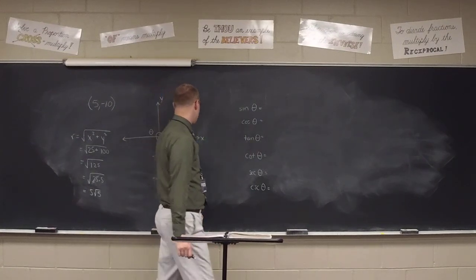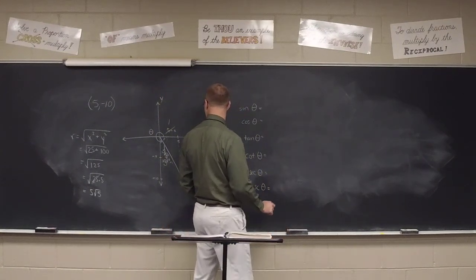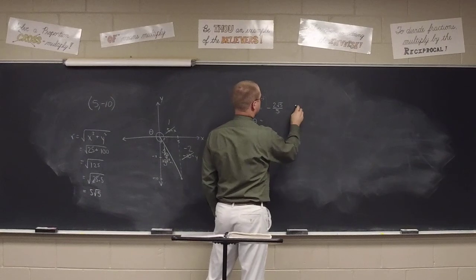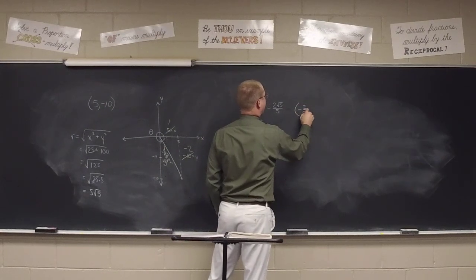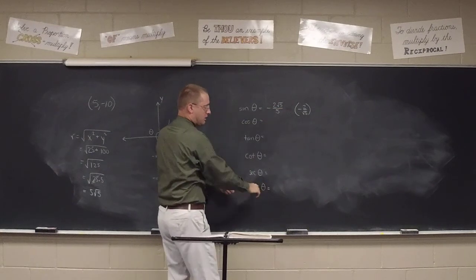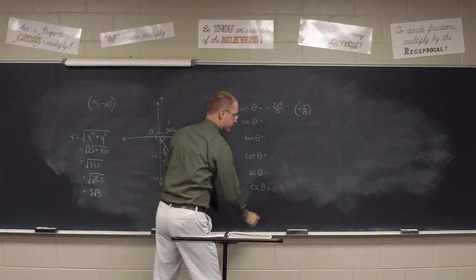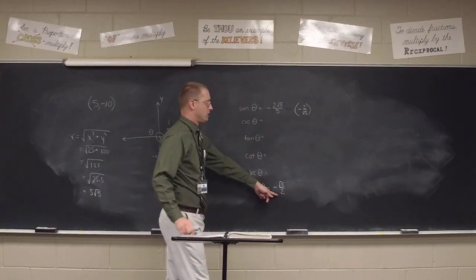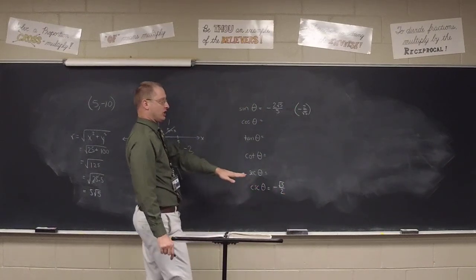So what do we get for the sine of theta, class? -2 over square root of 5, which becomes -2 square root of 5 over 5. Now I'm going to leave this because that allows it to be easier to get the cosecant. Negative square root of 5 over 2. Yep. Easier to flip the unrationalized version.